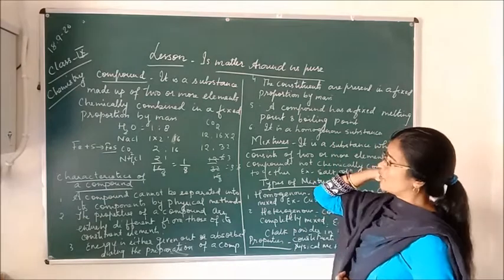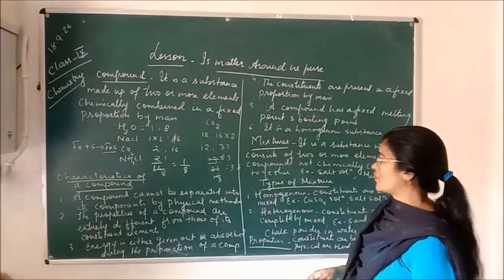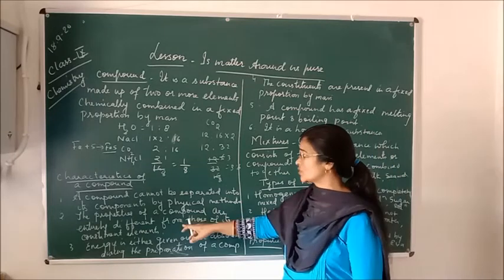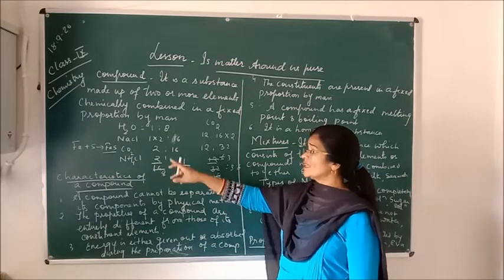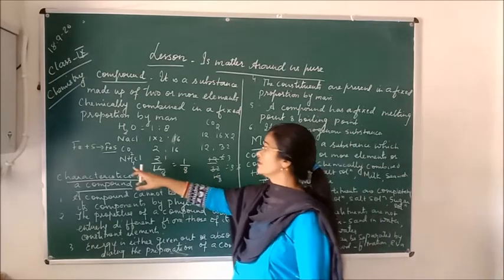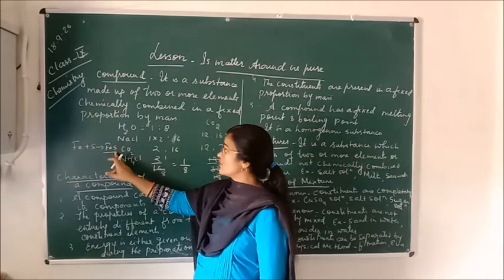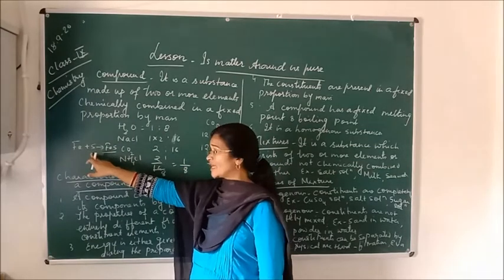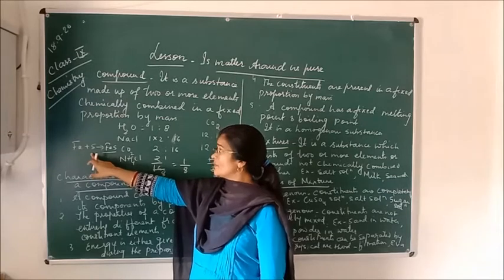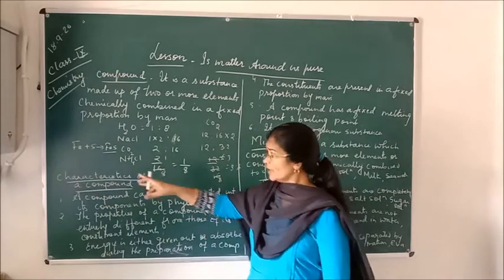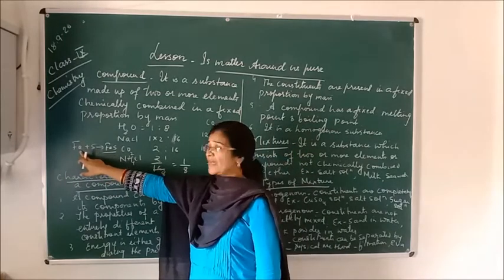The second main property of a compound is that the properties of a compound are entirely different from those of its constituent elements. Just now I gave the example of iron sulfide, iron combined with sulfur. Here iron has different properties and sulfur has different properties. What is the main property of iron? We all know that iron is attracted by a magnet.